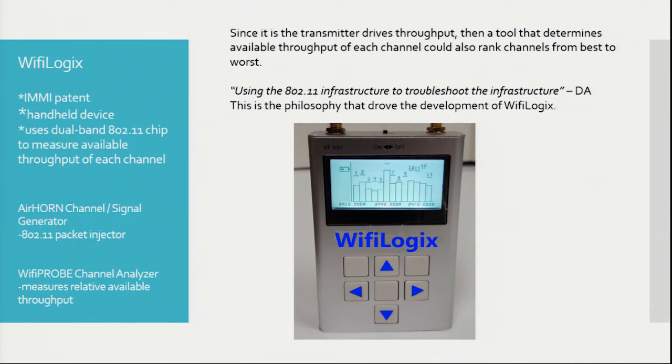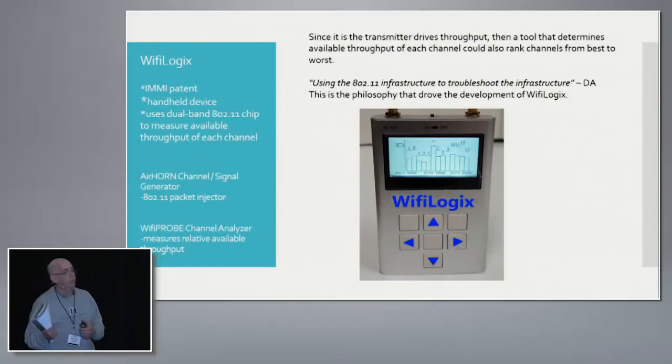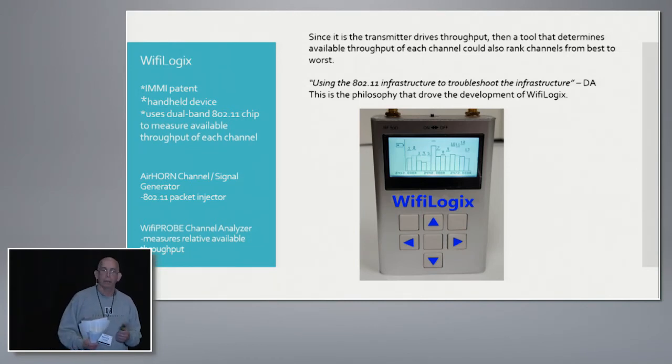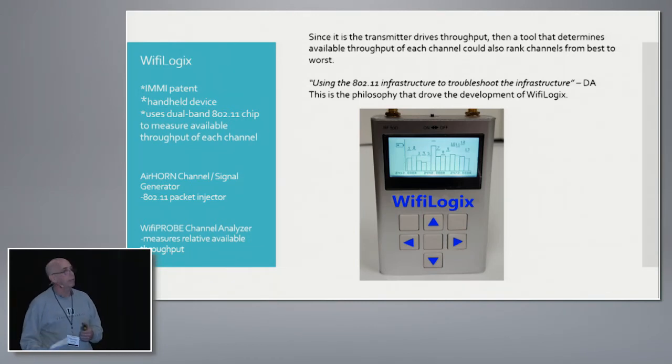And a while back, I was reading something that Devin Aiken had written, and he used the expression using 802.11 infrastructure to troubleshoot the infrastructure. And that always stuck with me, and that's sort of the philosophy that drove the development of this device. And it has two main features. First one is called Air Horn. Air Horn is a signal channel generator. It transmits promiscuously. It's used to test antennas or to stress test a wireless network. And the other feature is called Wi-Fi Probe. That's the feature that actually measures the available throughput on each channel and can then rank channels from best to worst.